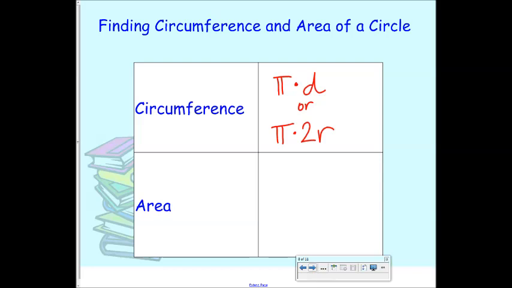So the area equation then is, does anyone know? Pi times r squared. Pi times radius squared. All right, so the area equation is pi times r squared. And what is squared? Multiplied times itself. Not times 2, but times itself. Unless itself is 2. But yes.